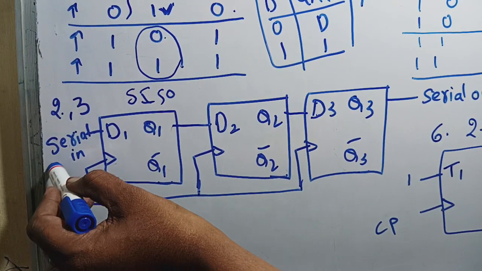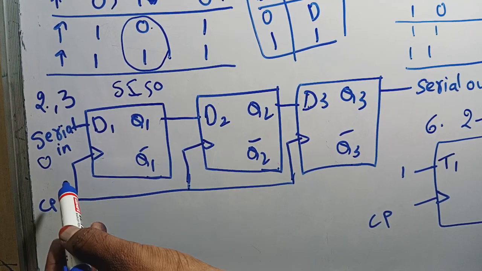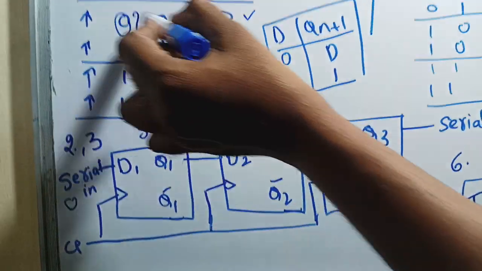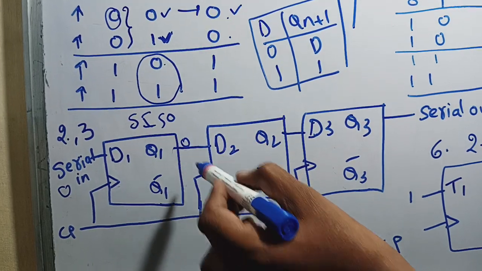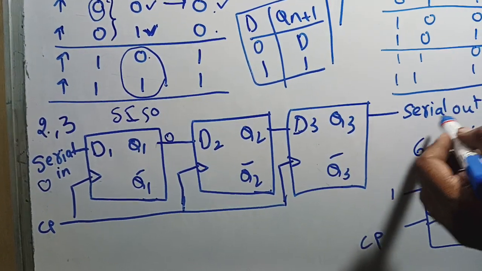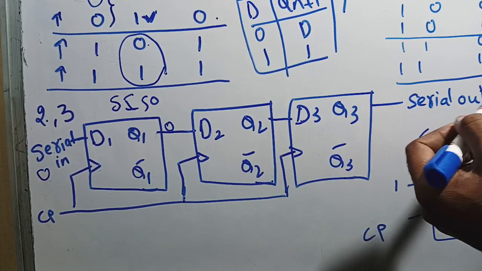For example, I am giving 0 input and applying the clock signal. If D equal to 0, what is the output? 0. So output will be 0. For the first clock pulse, output is 0 dash dash. Why? Because these 3 bits are not having output yet.